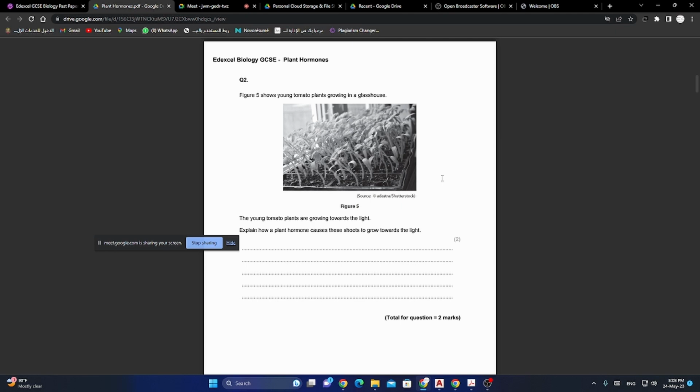Like in this case, the light is being shined from a certain direction, right? The light is unidirectional. So what's happening with that plant hormone? It was auxin. AUXIN. So, what does it do? Right. So let's say the light is being shined from the left side, what is auxin gonna do? What is the shoot gonna do?